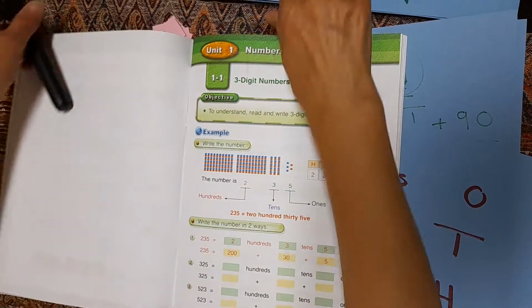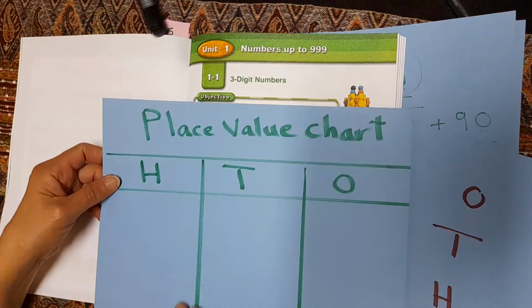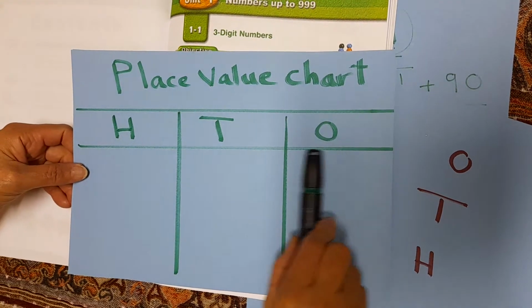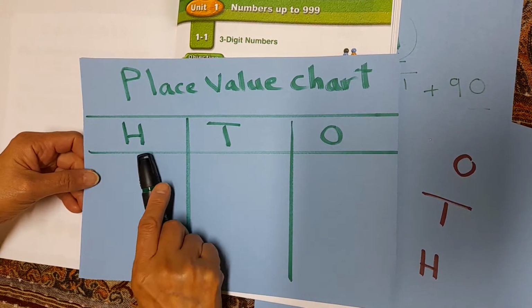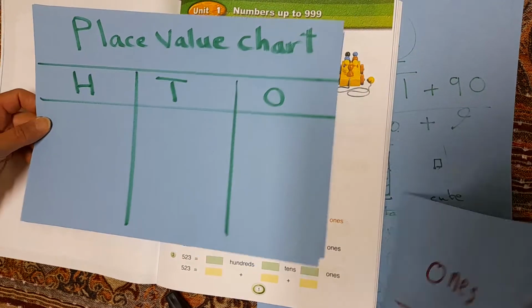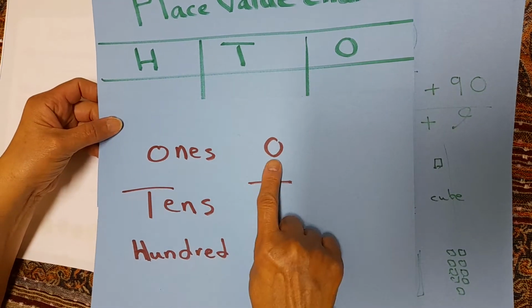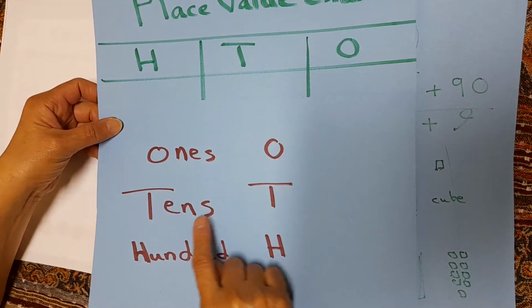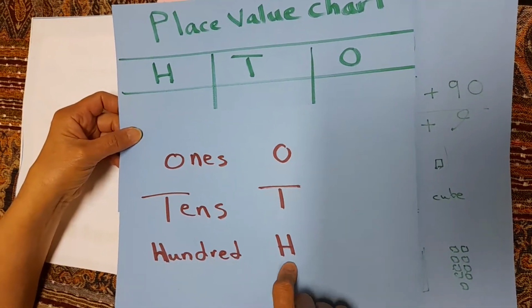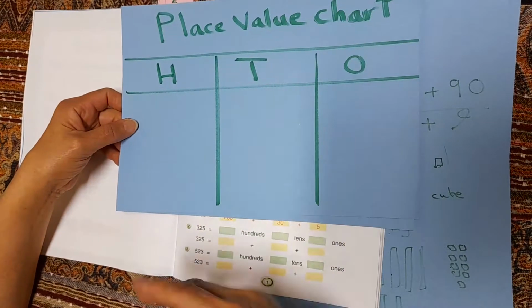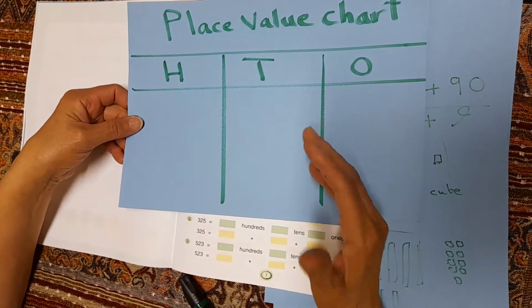I will use something called a place value chart. A place value chart contains 3 parts: ones, tens, and hundreds. Instead of writing ones, I will write O. Instead of writing tens, I will use the letter T, and instead of 100, I will use H. Now, if I say a number for you, you are going to use this and write it inside.